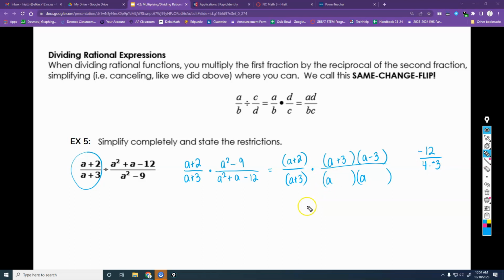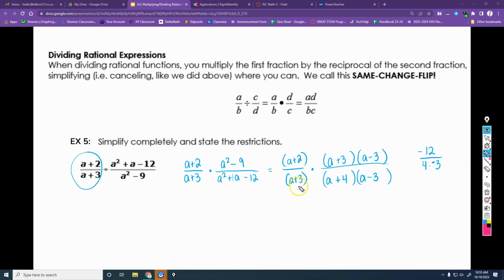Positive 4, negative 3. That gives me the positive 1 that's right there in the middle. So positive 4, negative 3. Okay, we need to do our restricted values. Now, there is a little bit of a twist for the restricted values for this.